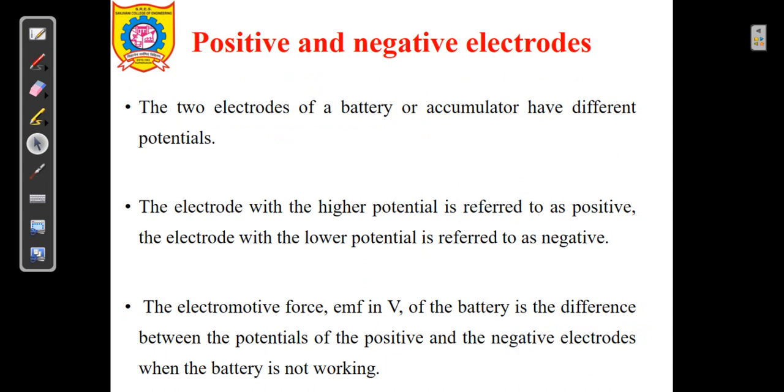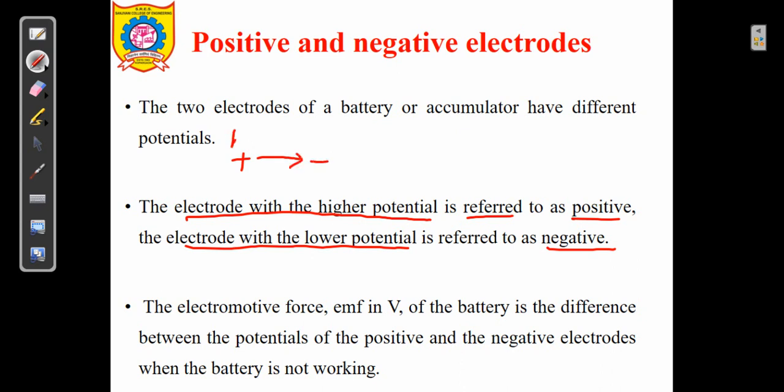Now you can see the positive and negative electrode. In positive and negative electrodes, we can say they have different potentials. The electrode with higher potential is referred to as the positive, and the electrode with lower potential is referred to as the negative. For example, for the positive, higher potential means the flow of electrons is from plus to minus. It is a higher potential, and negative is a lower potential.